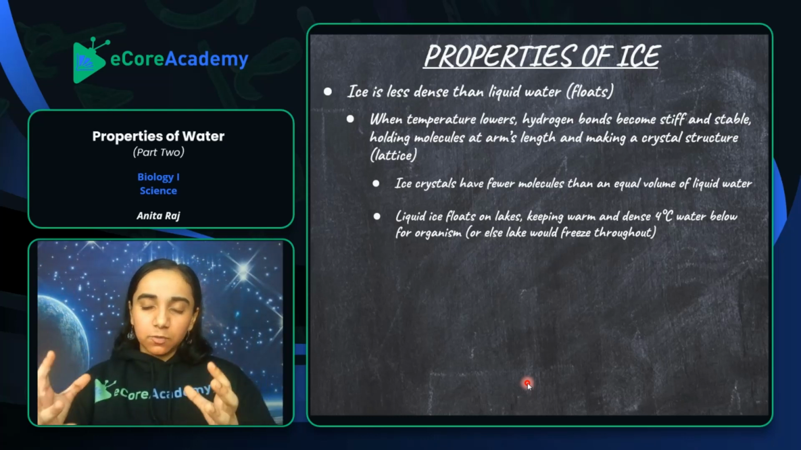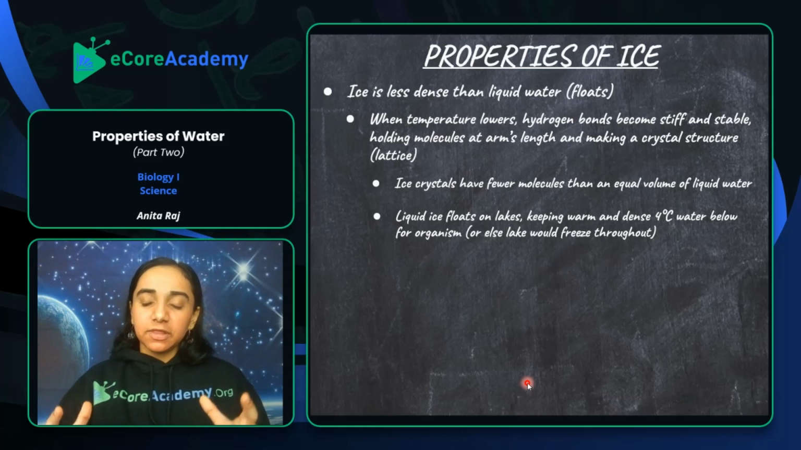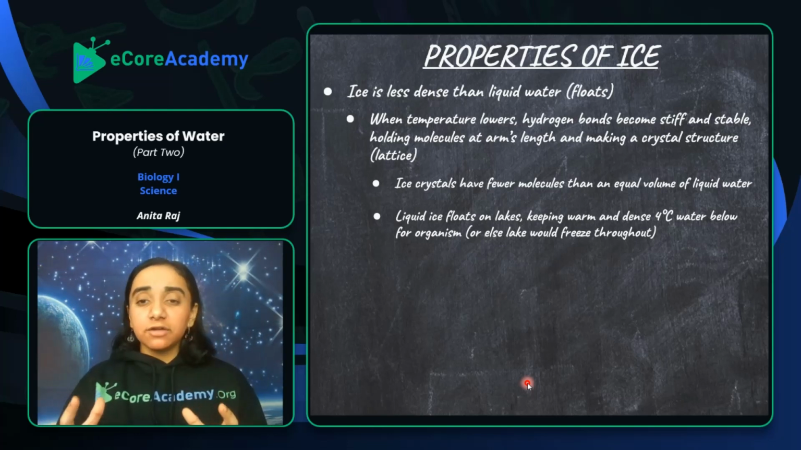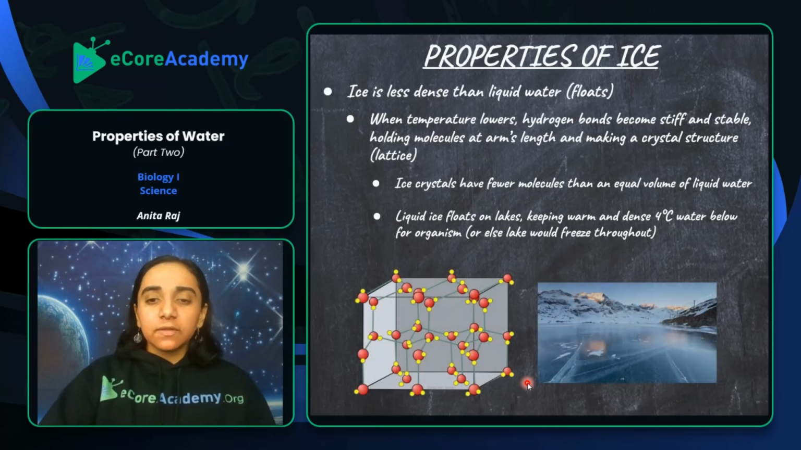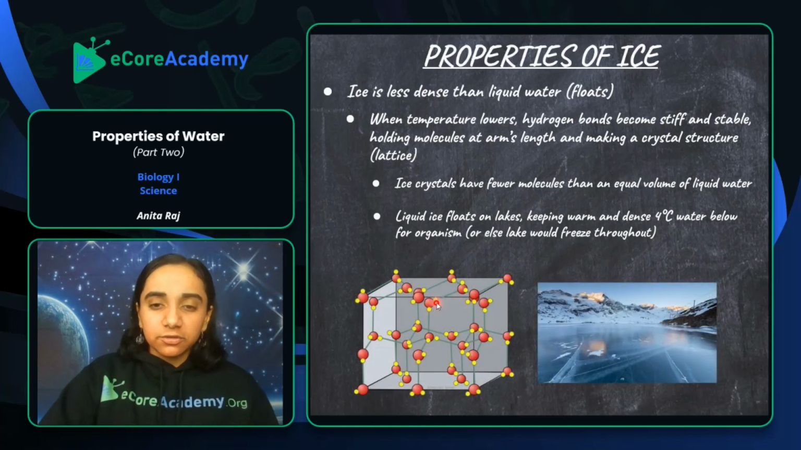All of that dense and warm water is kept at the bottom of the lake to help the organisms survive during the winter. So that's why solid ice floats on lakes. It's so important. If you see, these are your water molecules, and this is the crystal structure. This is like a lattice. When you put these together, they form a lattice and they form a box. And that's why it gets that crystal name, because they all form these crystals.